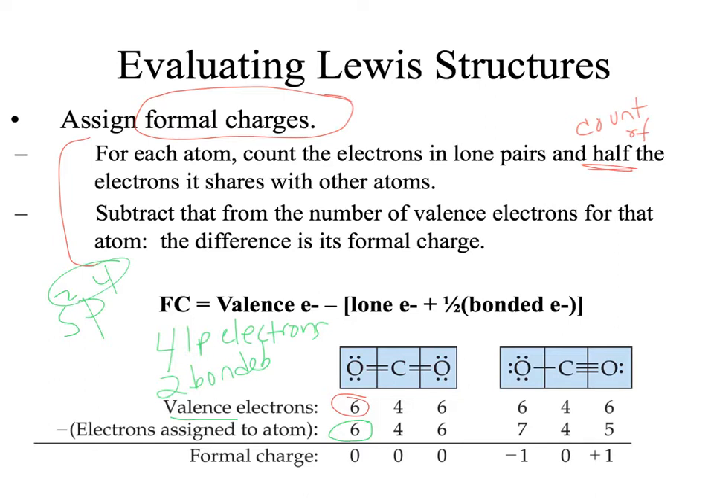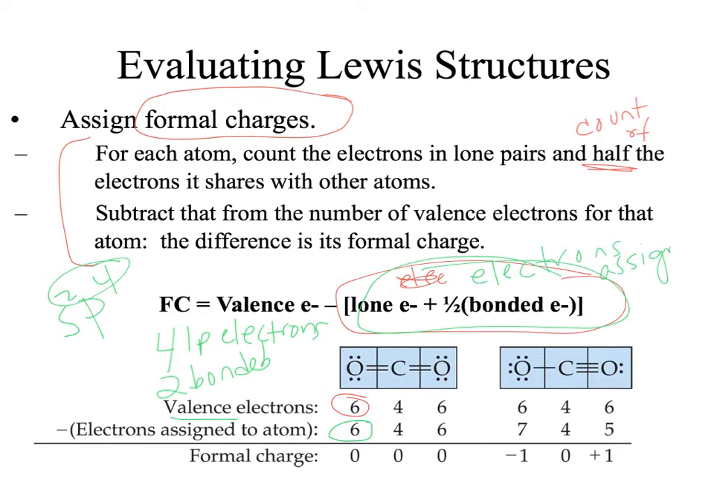To find the formal charge, we subtract what we just calculated, the electrons assigned to that atom. I did this in the wrong color. Hold on. This is what I calculated, what I circled in green down there. These are the electrons assigned to the atom. And what I circled in red were the valence electrons. And the difference is FC, or formal charge. So for oxygen here, the formal charge on the oxygen atom is 0.